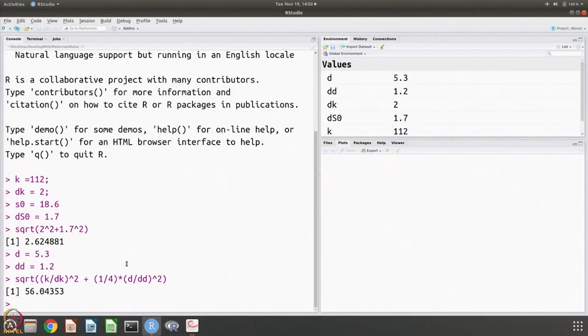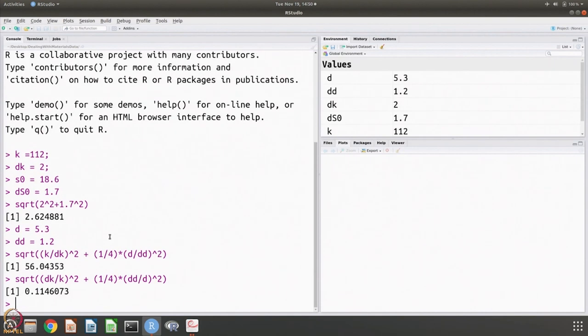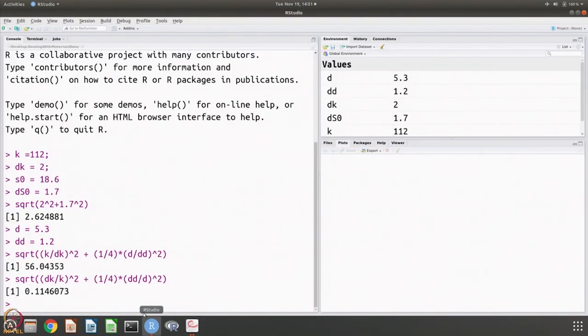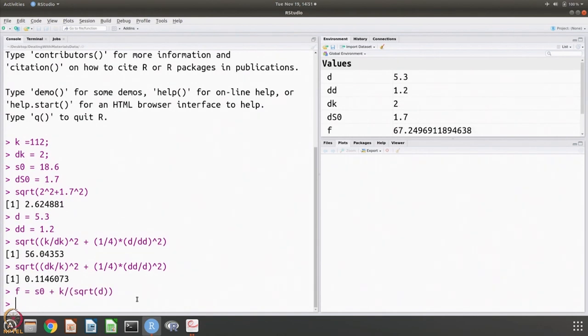Sorry, there seems to be some problem. So it is the other way around, it is dk by k and dd by d, whole squared. So it is about 11.4%, and this quantity is nothing but delta f by f. If you multiply this quantity by f, and you can evaluate f for a given set of parameters, then this delta f happens to be about 7.7. Let us say that we know that f is s naught plus k divided by square root of d.